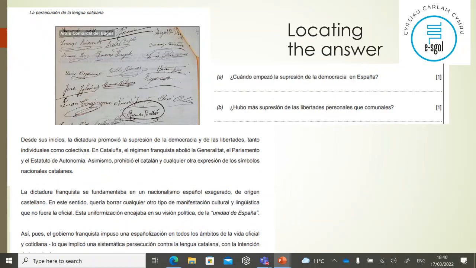So what we want to do now is try to find the answers in the text. So we're starting with this first one. ¿Cuándo empezó la supresión de la democracia en España? The first thing that I would like you to do is just simply highlight the area in which you can find the answer. ¿Cuándo empezó la supresión de la democracia en España? Take a minute to locate the answer in the text.